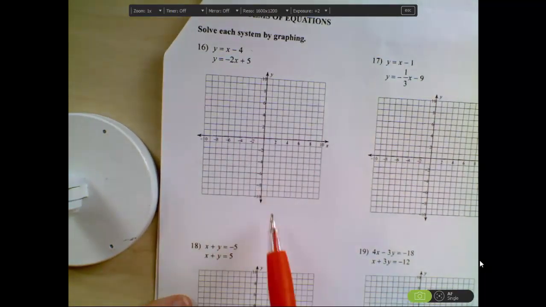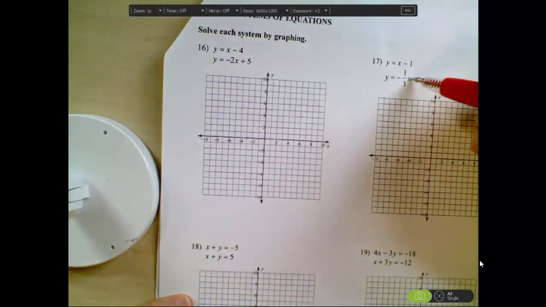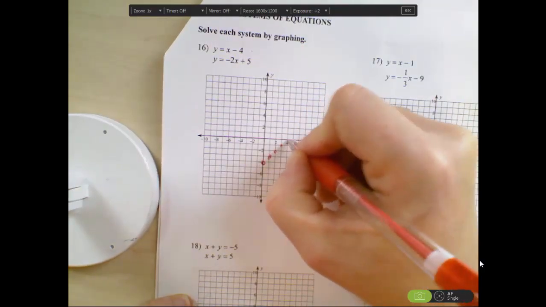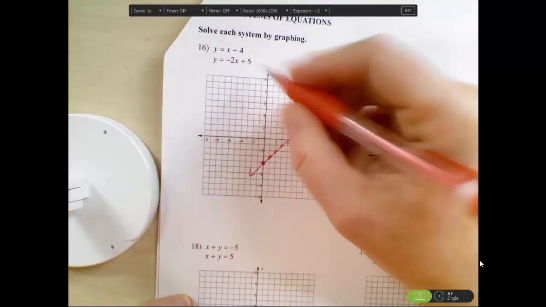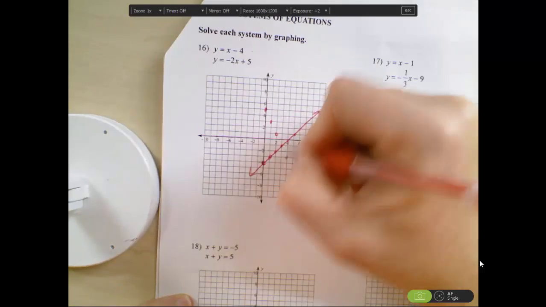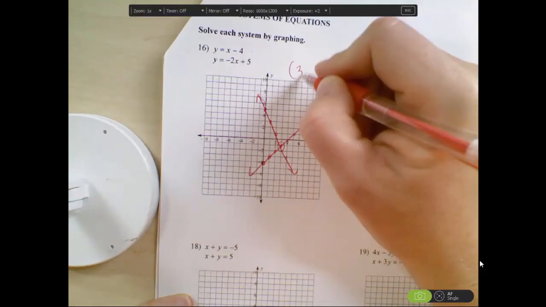So to solve a system, remember you want to find out where the two lines cross. These are all in y equals mx plus b form, so I'm just going to put them on the graph. Y-intercept is -4, slope is +1. Y-intercept is +5, slope is -2. And I can see that they cross right there, which is 3, -1.